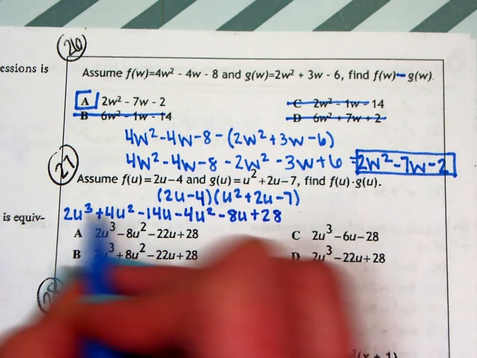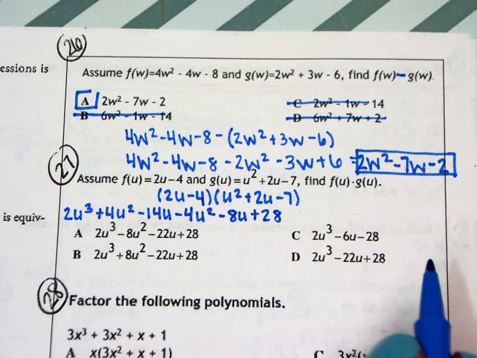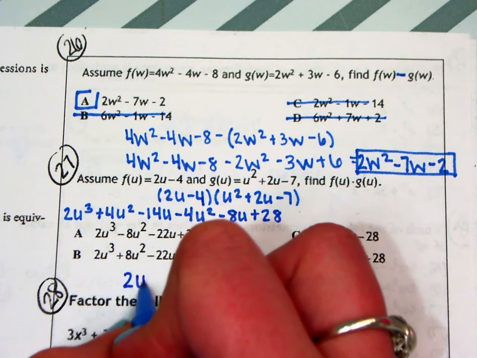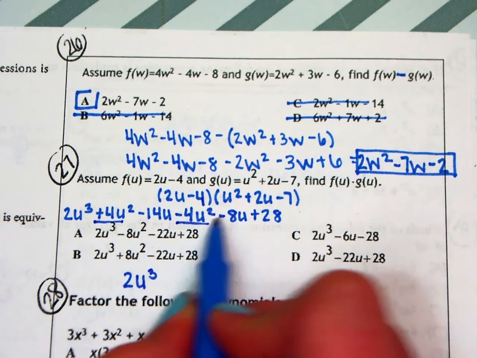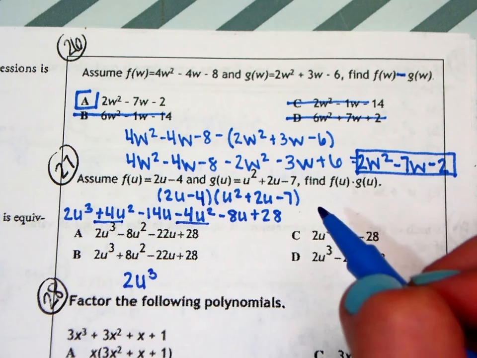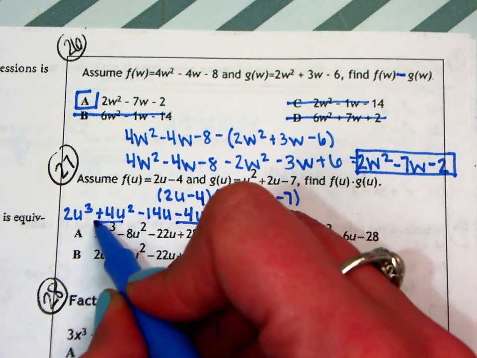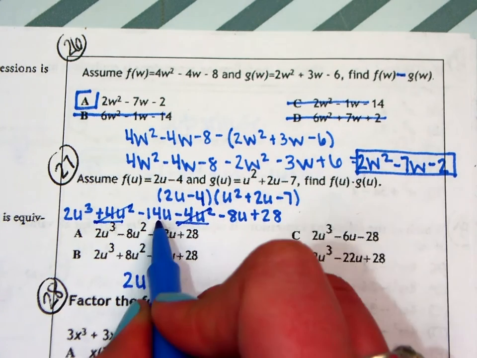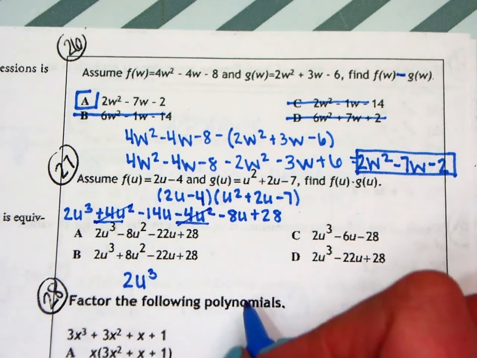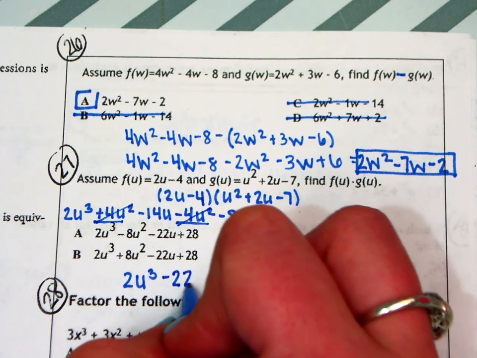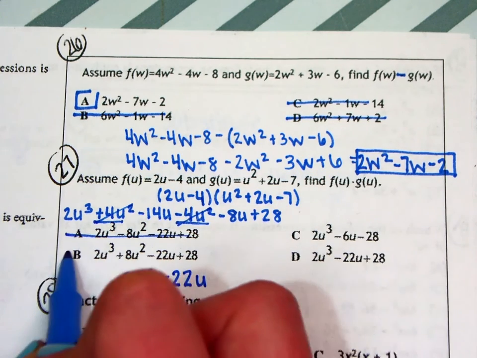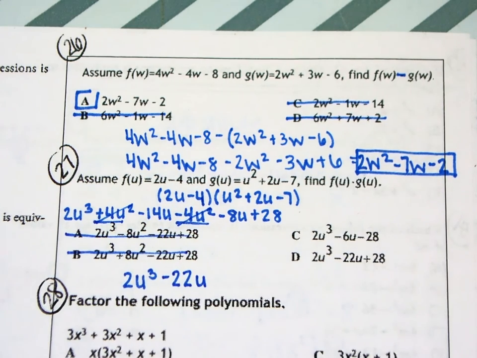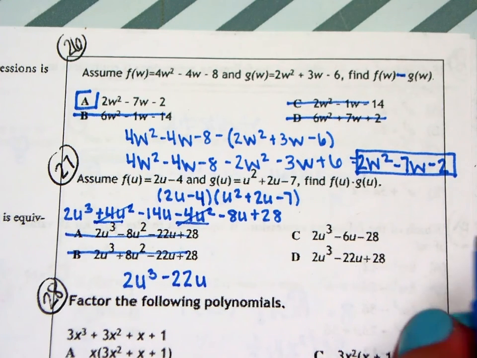Now I'm going to combine. 2u cubed is my first value. I have a 4u squared and a negative 4u squared, meaning that those squared values actually cancel each other. Negative 14u minus 8u is negative 22u. So at this point, hopefully you crossed out A and B because those both have u squared in them. And then I have plus 28.